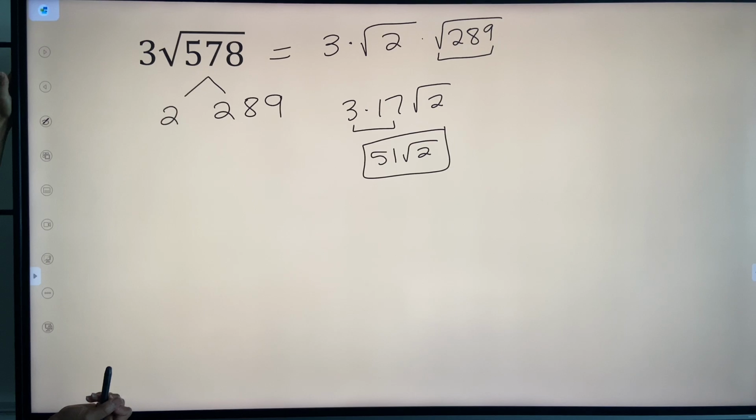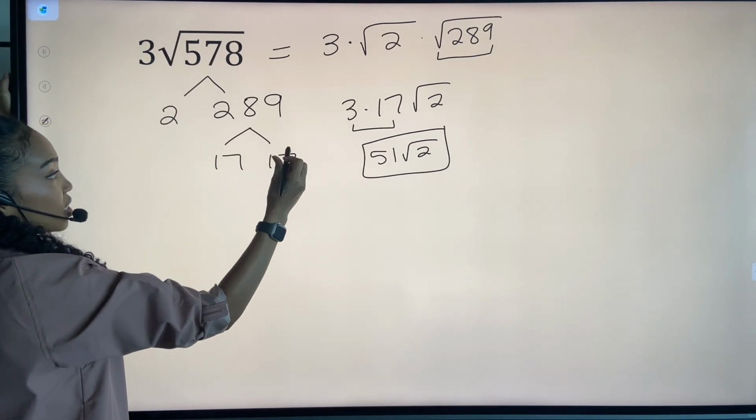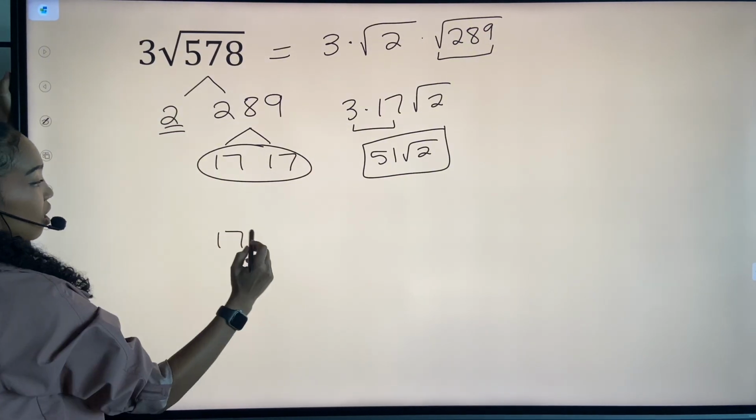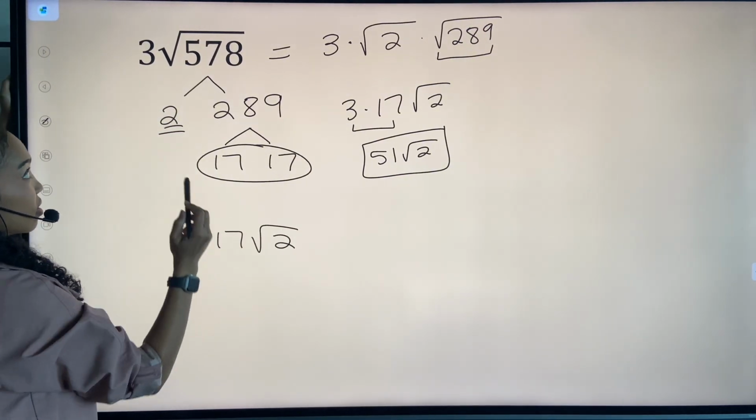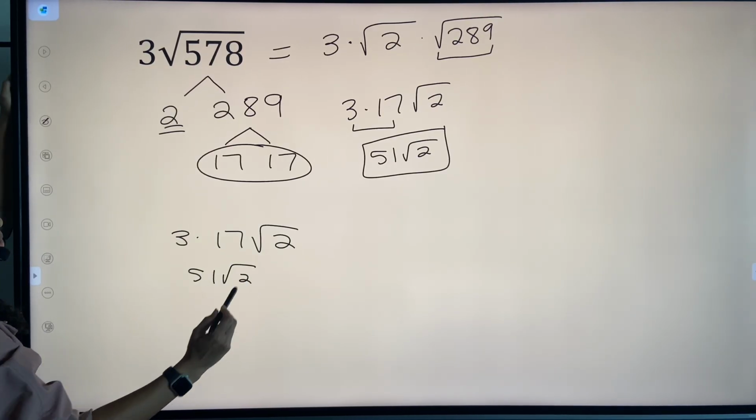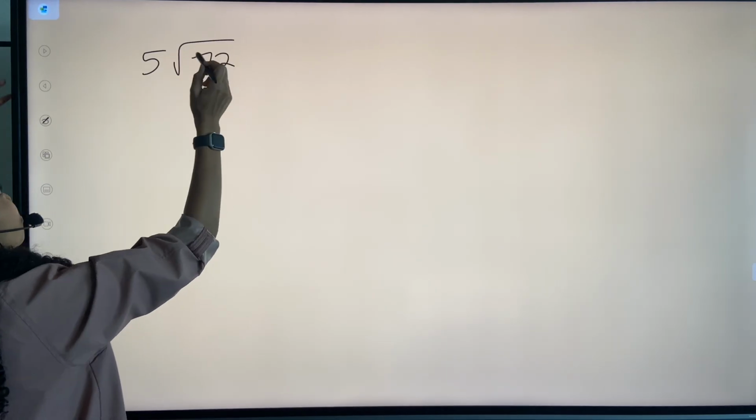Okay, what you probably did in Algebra 1 is your teacher probably said this is 17 and 17. Whatever is a pair goes on the outside, and whatever is not a pair just stays inside. And then you have a 3 on the outside. So this is 51 square roots of 2. You like that better? Okay. Yes. That's hard.